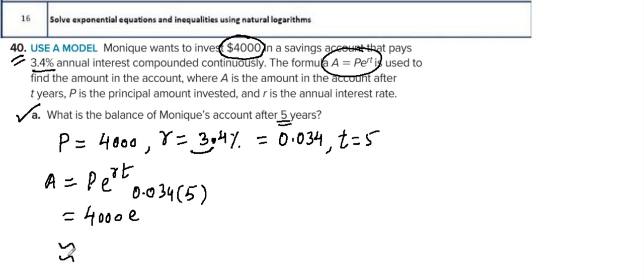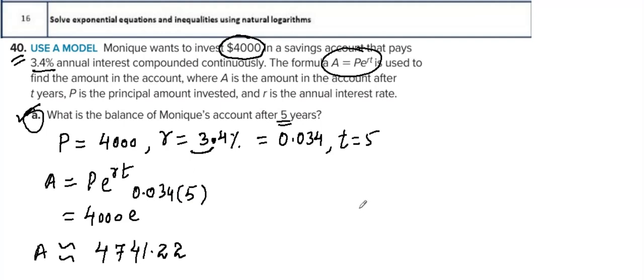Then use the calculator. This will give you the approximate amount, which is 4,000 e^(0.034 × 5). If you enter this value in the calculator, it gives 4,741.22. This is your A part. A part is done. Now they are asking the B part. Let me see what the B part is.